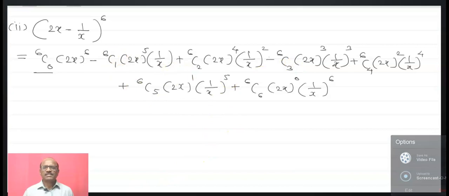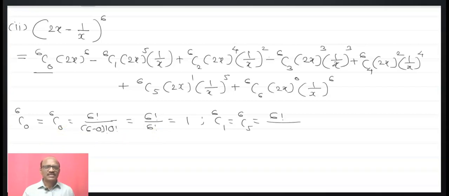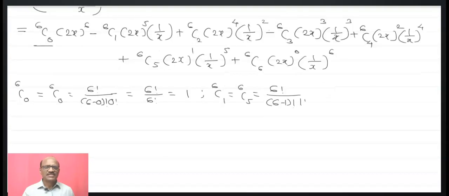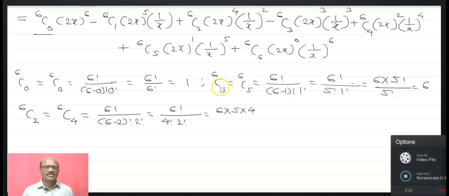Now see this here. 6C0 is equals to 6C6. Here must be 6 here. That is equals to 1. Next is 6C1 is equals to 6C5. 6 factorial upon 6 minus, that is a, now I have done 6C5. Now see these values. That is 6C1 is equals to 6 factorial upon 6 minus 1 factorial into 1 factorial, and its value is equals to 6.